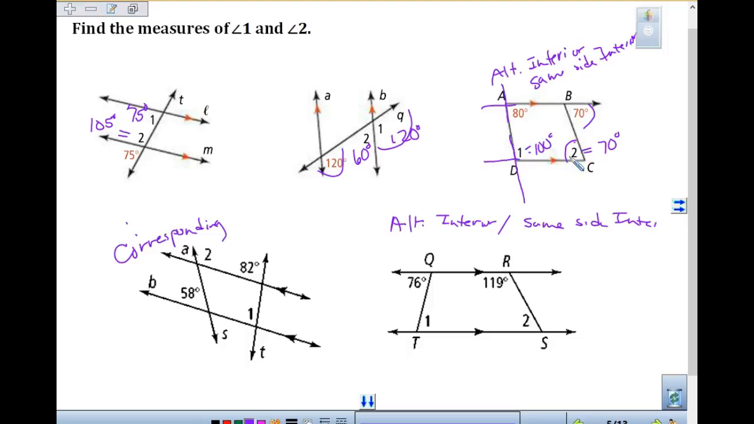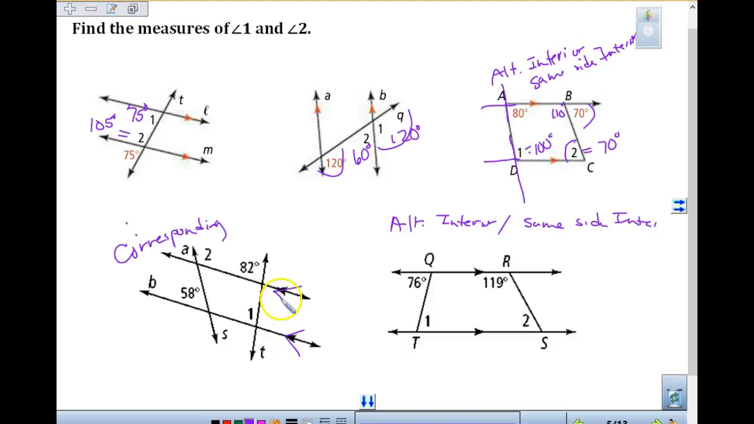That's not 180. 1 and 2 together? They shouldn't be because they aren't parallel lines. This is my parallel line. This angle here and this angle, which would be 110, is supplementary, right? You have to look at where the lines are parallel. These lines are not parallel. Same thing here. These are my only 2 parallel lines, right?